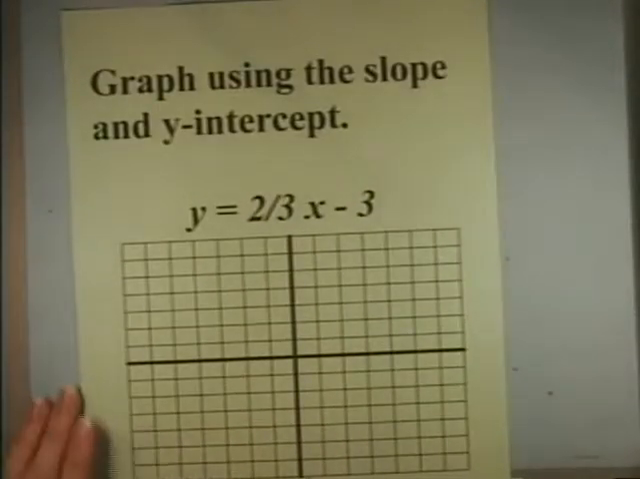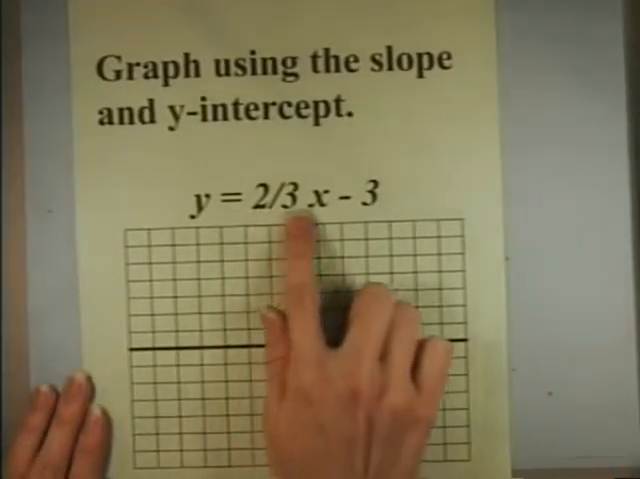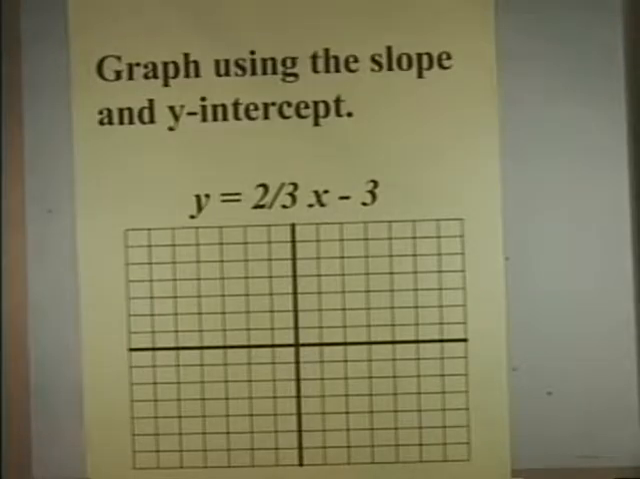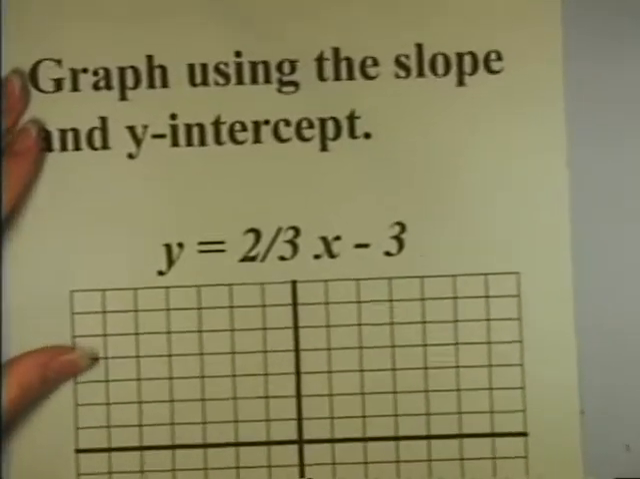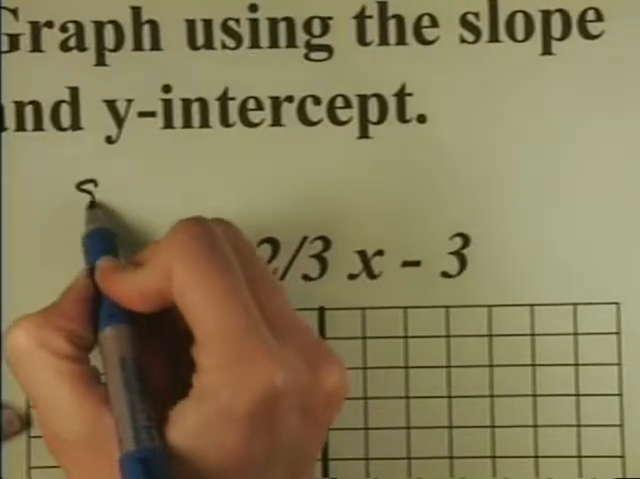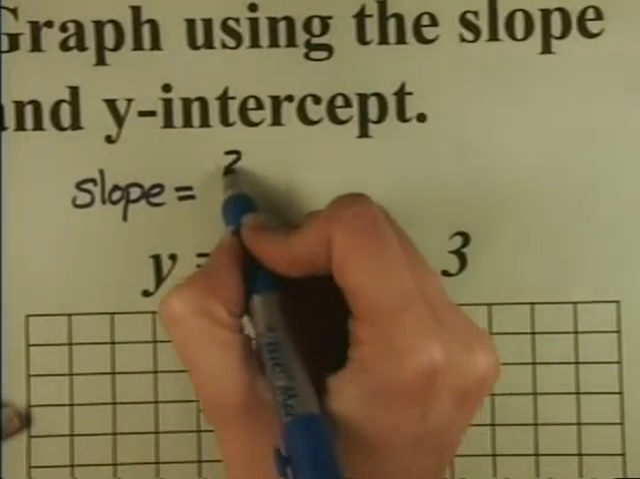Okay, it says graph using the slope and the y-intercept. So have you seen something like this yet? Yes. Okay, awesome. If your teacher hasn't taught you this, it's okay, guys. You'll be a little bit ahead of them. So can you identify the slope for me on this one? What's your slope? 2/3. Good. That's 2/3.